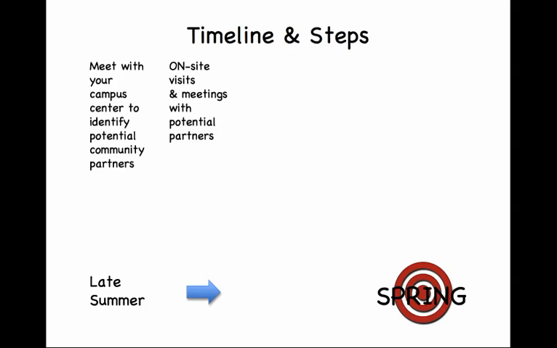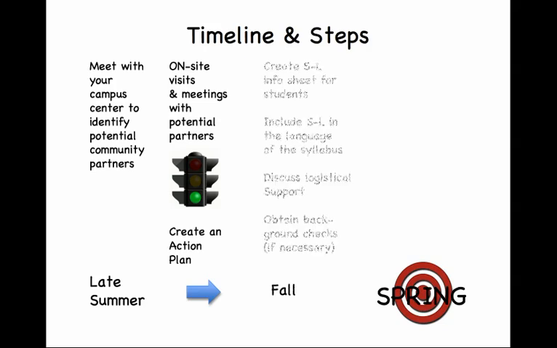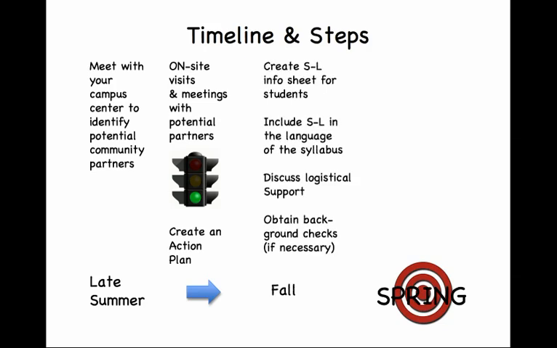And at the same time, you need to see if your students in the course are going to meet the needs of the community partner. After the discussion, if you determine this is going to work and you get the green light to go ahead, you're going to want to create an action plan that outlines who does what, when, where, and why. Then in the fall, you'll want to start creating a service learning information sheet for the students about the community agencies that they'll be working with and their partners.